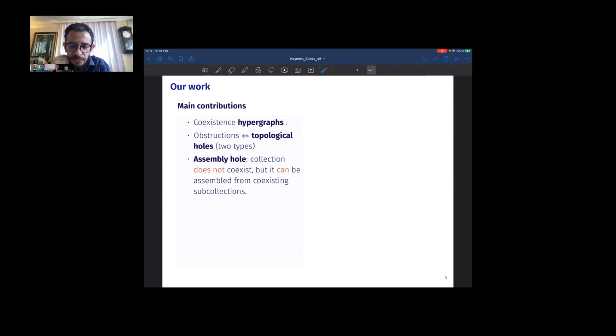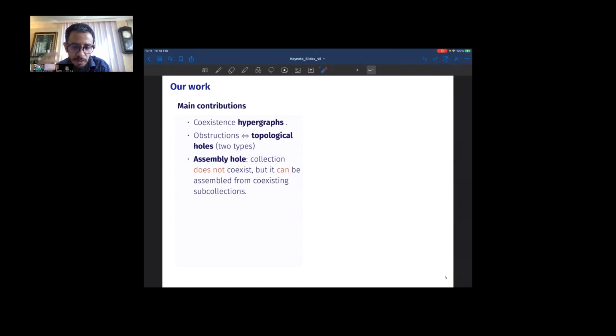But for your intuition, an assembly hole is a collection of species that does not coexist, but that you can assemble from sub-collections of species that coexist. Perhaps the idea that you can have in your mind is something like a computer. Imagine the computer that you have right now on your desk. It is made from integrated circuits, the parts or the components.